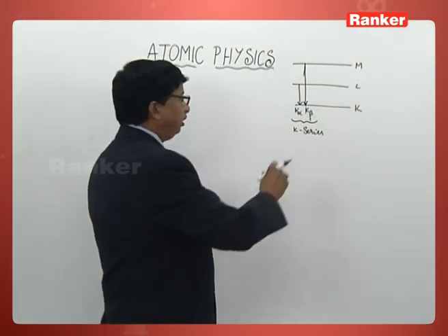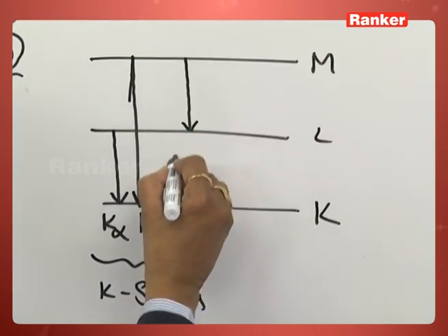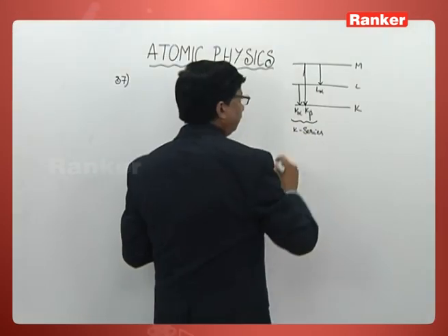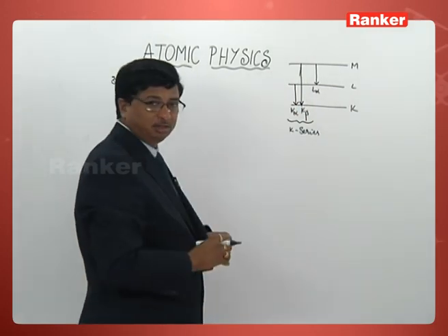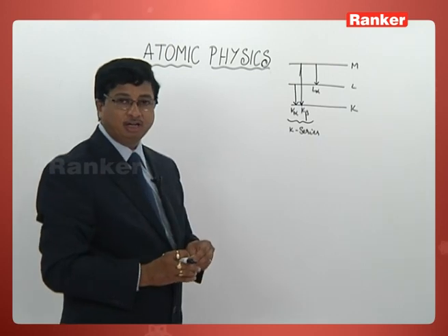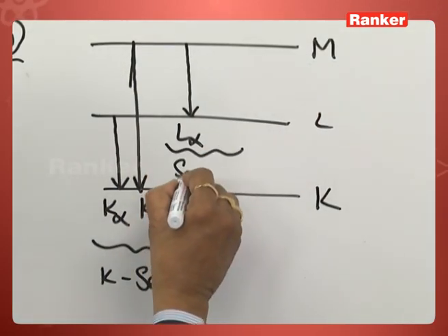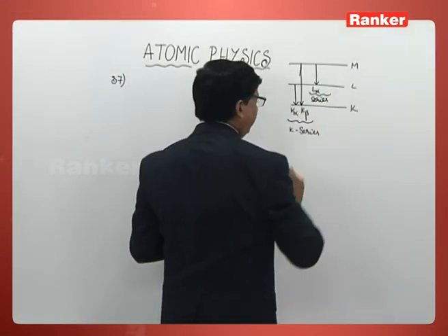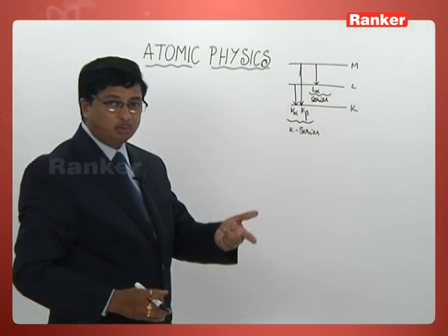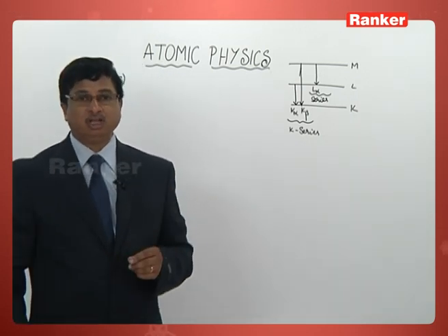Exactly in the same manner, if an electron transits between M and L, that is called L alpha, N and L is called L beta, and so on. That is what we call the L series. So whenever electrons transit into the L shell, that is called the L series.